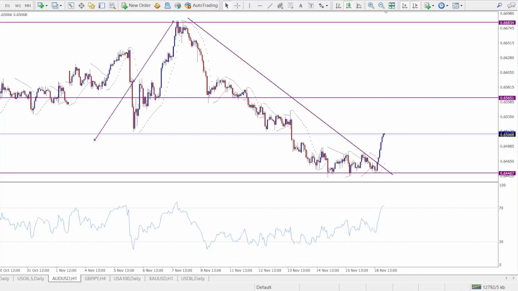Now, before we wrap up, here are a few quick tips to make the most of this strategy. First of all, always use a stop loss. Even the best strategies can have losing trades, so protect your capital. Secondly, backtest the strategy on historical data to build confidence before going live. Thirdly, combine this strategy with other tools like support and resistance levels for better results.